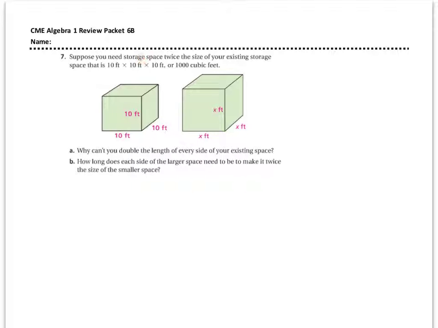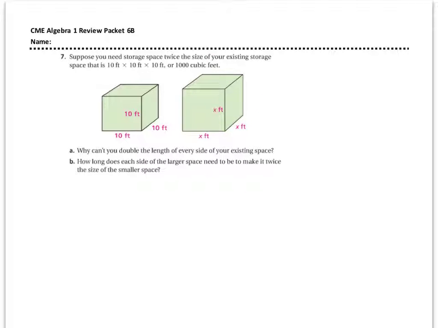What would be the volume of that? Would that be twice as much as 1000 cubic feet? It wouldn't be. So explain that, showing some work. B, how long does each side of the larger space need to be to make it twice the size of the smaller space? So we want x times x times x.